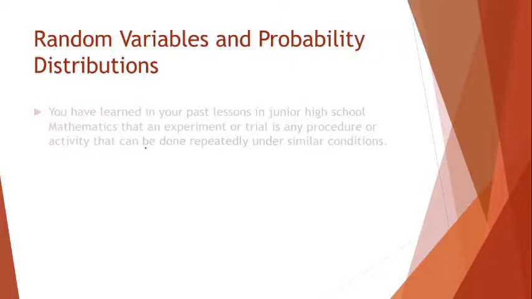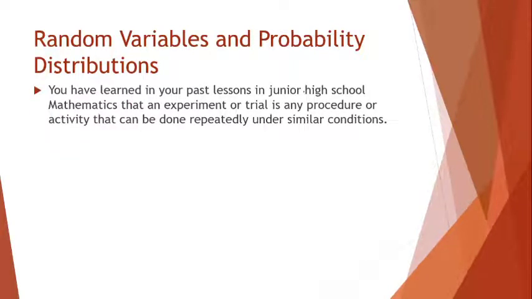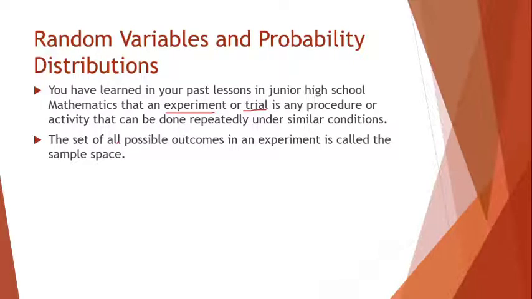So, you have learned in your past lessons in junior high school mathematics that an experiment or trial is any procedure or activity that can be done repeatedly under similar conditions. So experiment indicates that when you try to do something, you are going to analyze the possible outcomes or the results. Next, the set of all possible outcomes in an experiment is called the sample space.